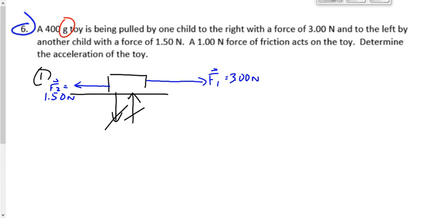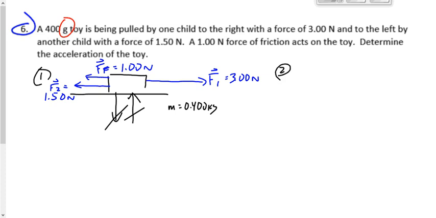Which way is friction acting? Which way is our 1 newton force of friction acting, Nick? Yeah, if we got 3 newtons to the right, 1.5 to the left, it's going to move to the right, so friction is going to act to the left. Let's call that FF, and let's draw that just a little shorter than F2. The mass of my car is 400 grams, or I'm going to make that 0.400 kilograms.